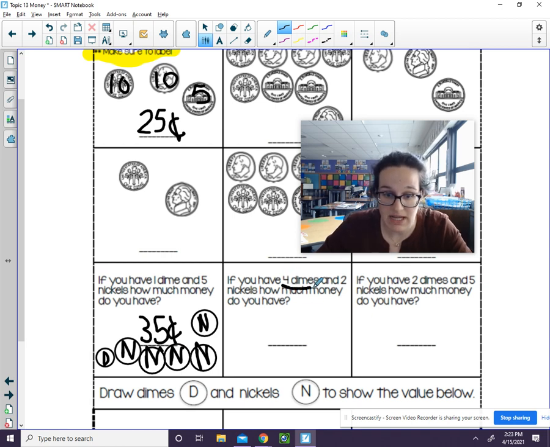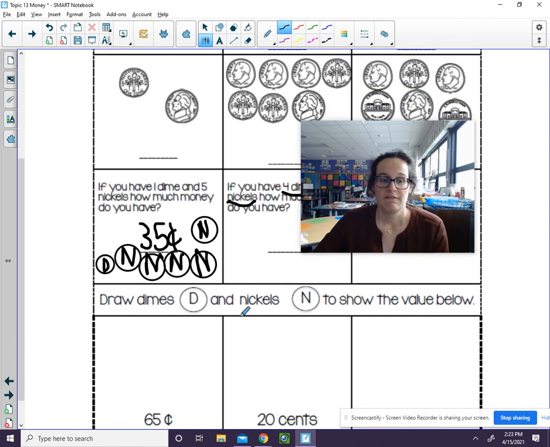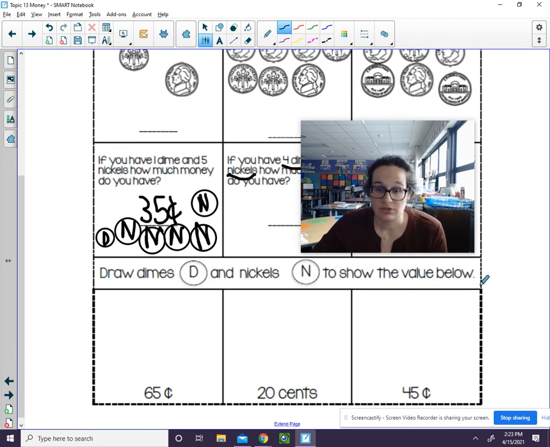Okay, you could do the same thing for these next 2. Draw the 4 dimes and the 2 nickels. Draw the 2 dimes and the 5 nickels. Finally, it says draw dimes and nickels to show the total value. Well, this says 65 cents.